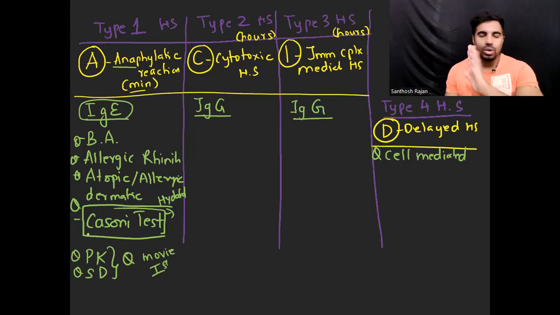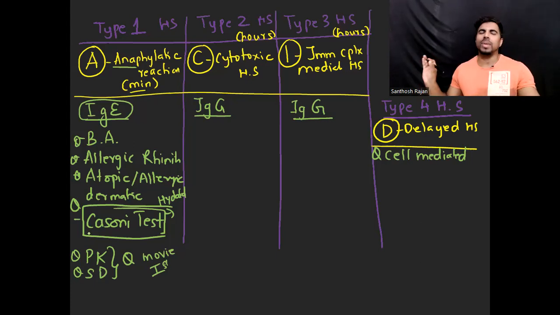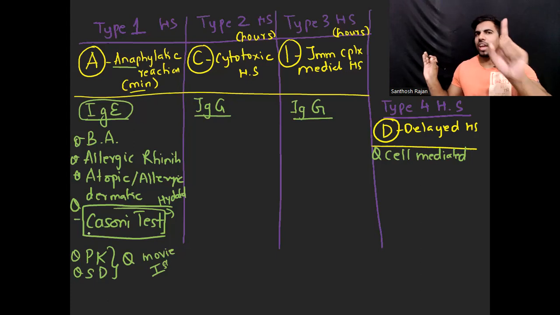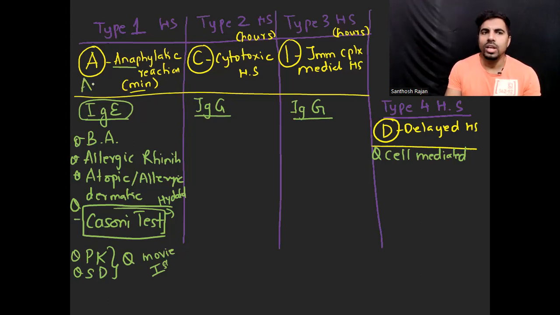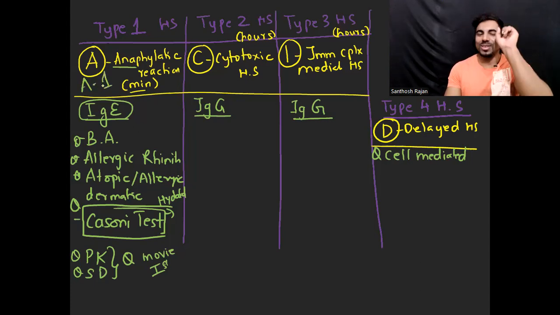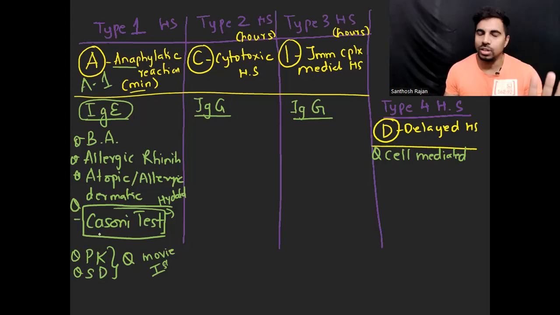No need for a shortcut here. Type 1 means allergy, anything related with allergy. Bronchial asthma is usually common, allergic rhinitis, atopic dermatitis, anything atopy, type 1. A1, like A1 cleaning powder, I'm kidding. A is always number one. And PK and SD are also number one movies. So remember like that, no need for a shortcut.